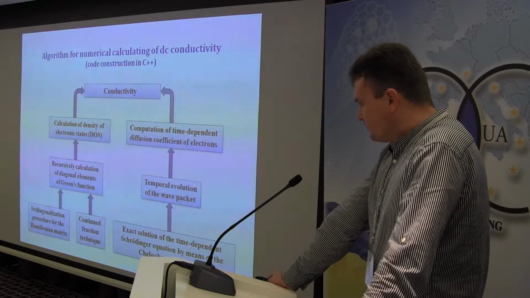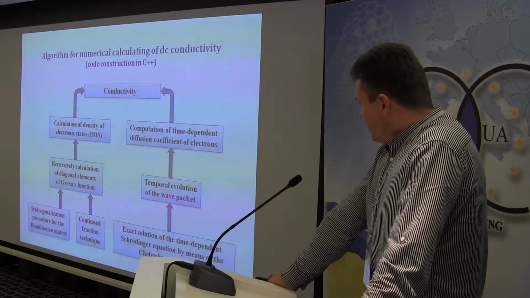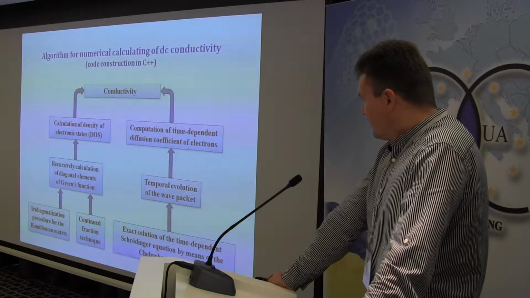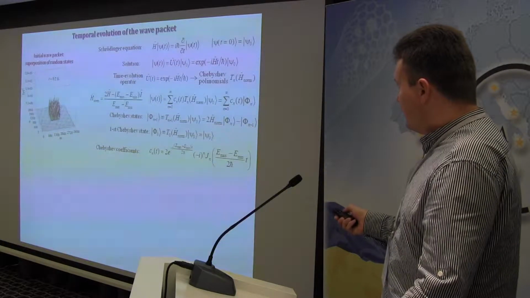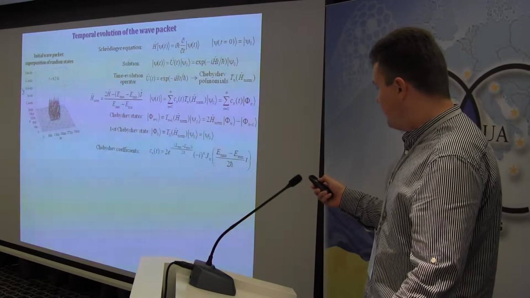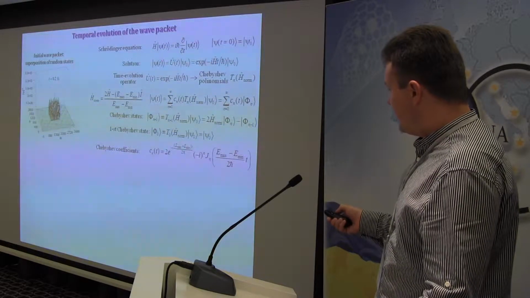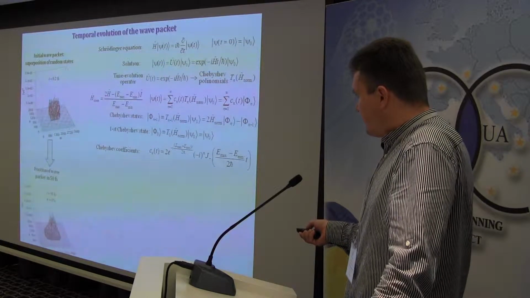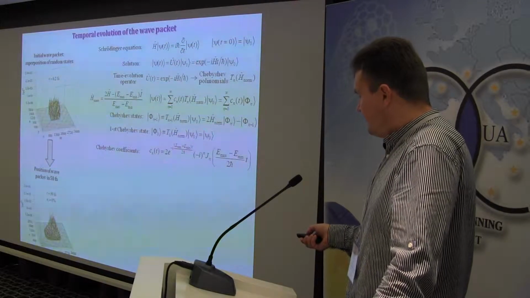And to calculate diffusion coefficient for electrons, we solve the quantum mechanical equation, Schrödinger equation, and we observe how a wave packet propagates over the graphene lattice. So we have a wave packet at the initial state, and then after some time this packet propagates, and for example we can see the position of the packet after 50 femtoseconds.